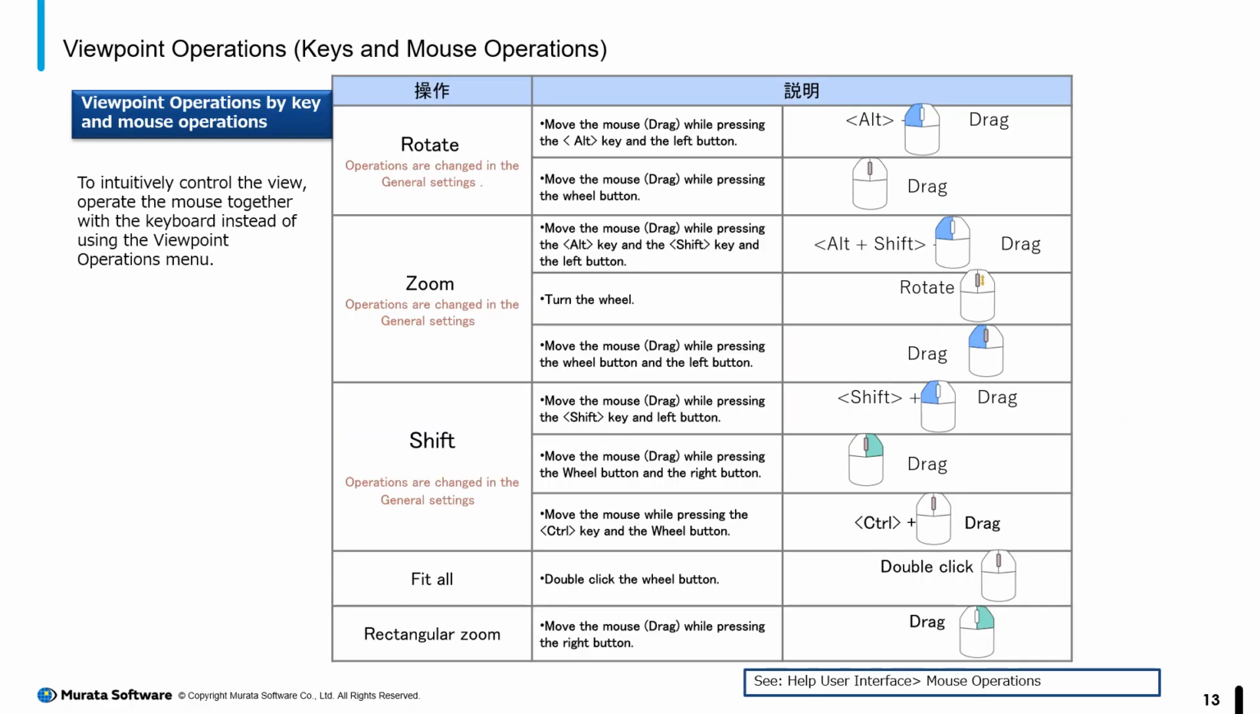This slide summarizes the methods for viewpoint operation using keyboard and mouse operations. For rotating, zooming in and out, and moving the view, you may find that using mouse controls is more intuitive than the tool panel method introduced earlier. Feel free to try out the viewpoint operation methods that best suit your preferences.